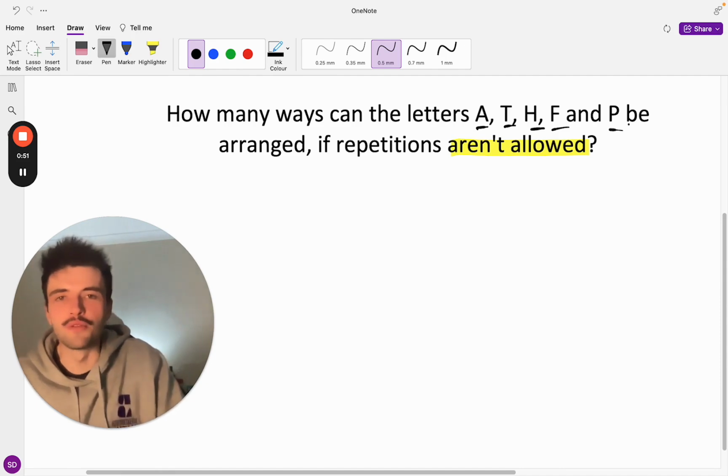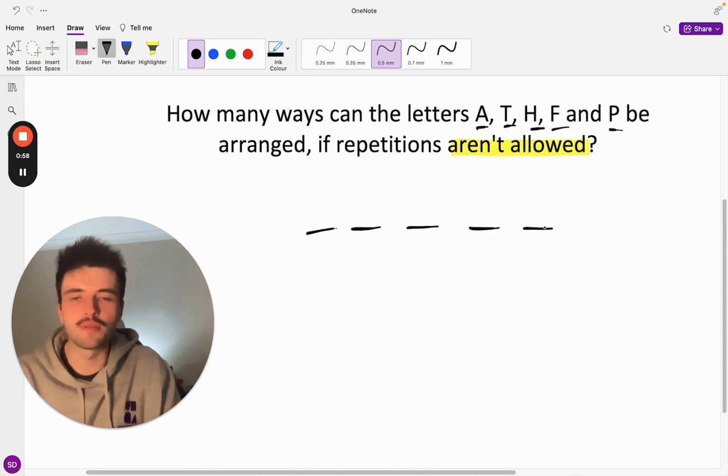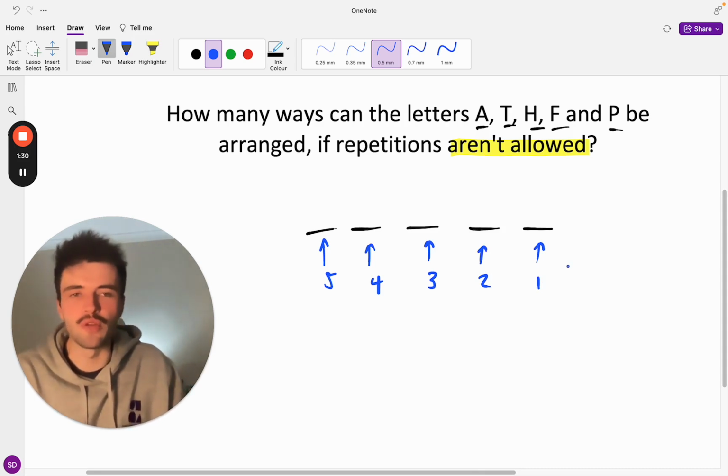So we know there's 5, and what we're going to do is create a set of blanks, a series of places in this string of letters, and label how many possibilities there are for each slot. For the first choice of these letters there are 5 possibilities, and for the second there are 4, and this goes on until the very last letter, for which there's only 1 choice left.